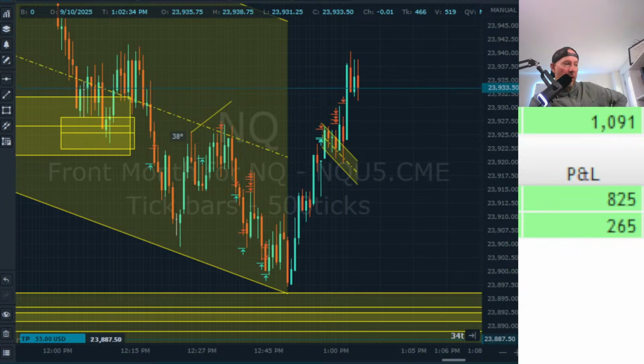I'm looking here on my Topstep account. I'm up $1,200 on the position. I just want to hold it a little longer and see if we can roll our way, keep going up to 23,945-ish. I feel like there's stops there to be run. Okay.